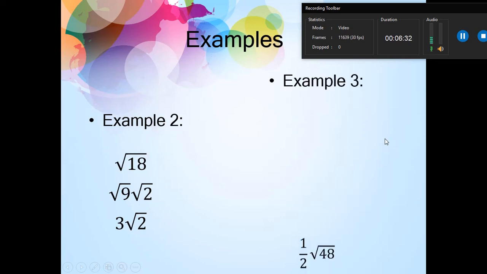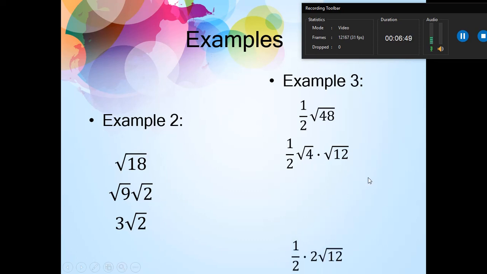In example 3, we have a coefficient of 1/2, and I want to separate 48. I'm trying to think like you, so I'm thinking most people select 4 and 12 as the 2 factors. 4 is my perfect square, and that is going to simplify into 1/2 times 2, and we're keeping the radical 12 for now. I'm going to multiply 1/2 times 2, but I also realize that radical 12 has 2 more values that it can be broken into.